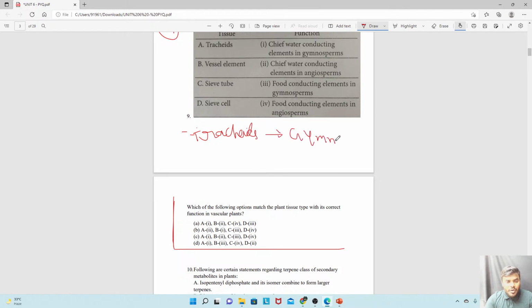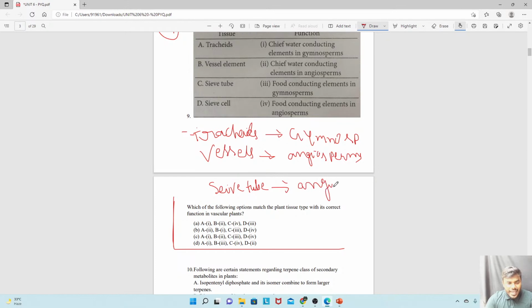Okay, everyone listen. Tracheids, I have clearly told you, are not highly modified. Since they are not highly modified, they are present in the gymnosperm. And if you look into the vessel elements, they are very highly modified. So obviously they are present where? In the angiosperms. Very simple point. And the sieve tube is highly modified, so it will be present in the angiosperm. And the sieve cell is also modified, but when compared to the sieve tube, it is little less modified. So it is present in the gymnosperm.